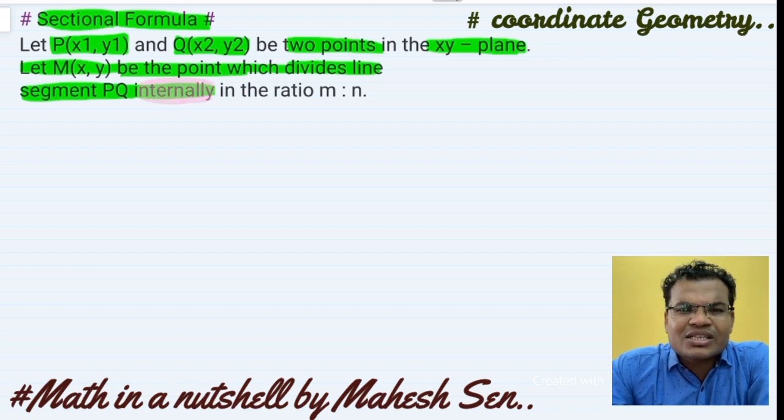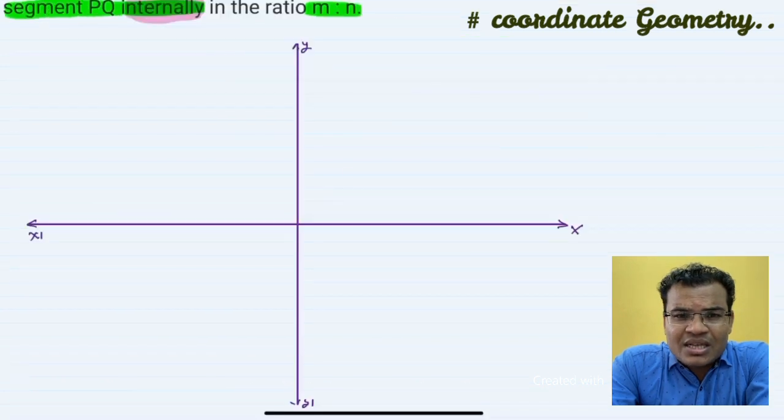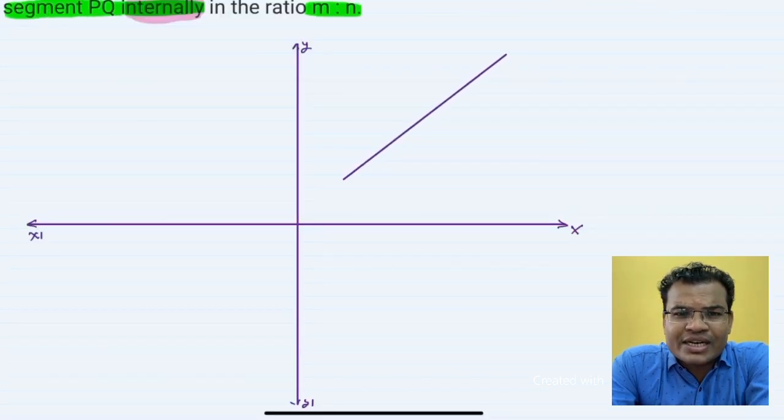So basically, guys, we have to find out the section formula, what the section formula is, and how we will use it in this whole exercise 7.2. Basically, two points are there and one point M which divides P and Q into two parts. So let's have a look at it in the xy plane.